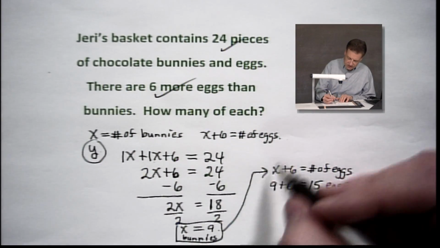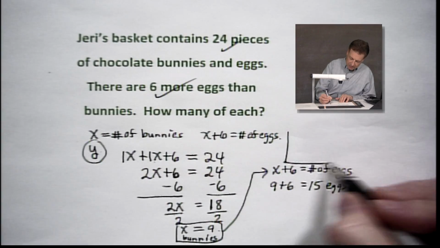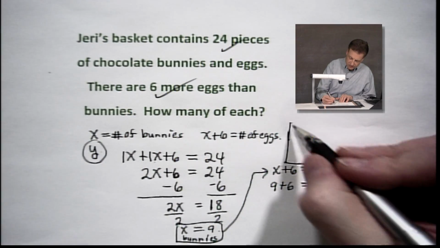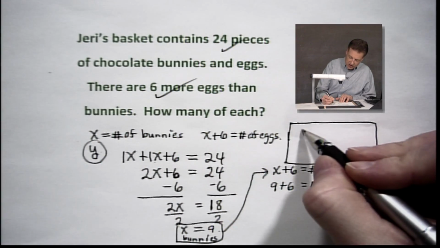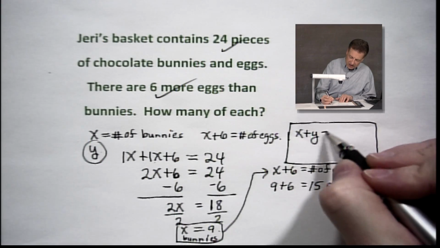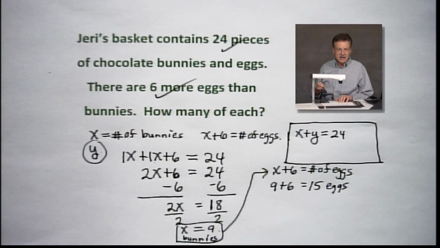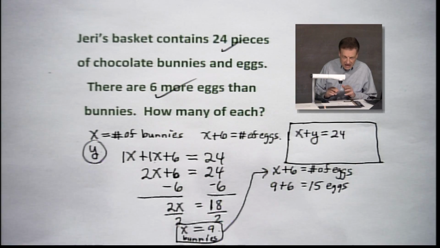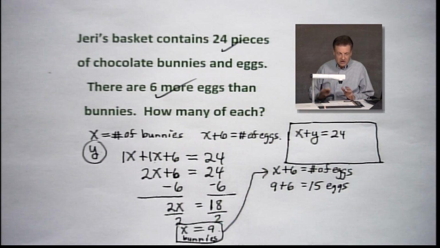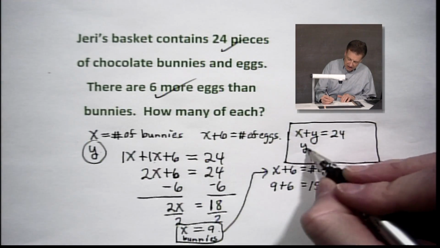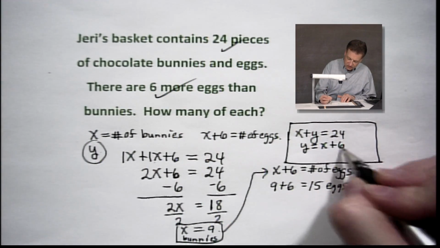So if we were using x and y over here, let's see what would happen. We'd have to come up with two equations. See if I can get them worked in here. But we would be saying x plus y equals 24. That would be the bunnies and the eggs added together, all right? X is the bunnies, y is the eggs. But then we have another little fact. We know that y equals x plus 6 more.